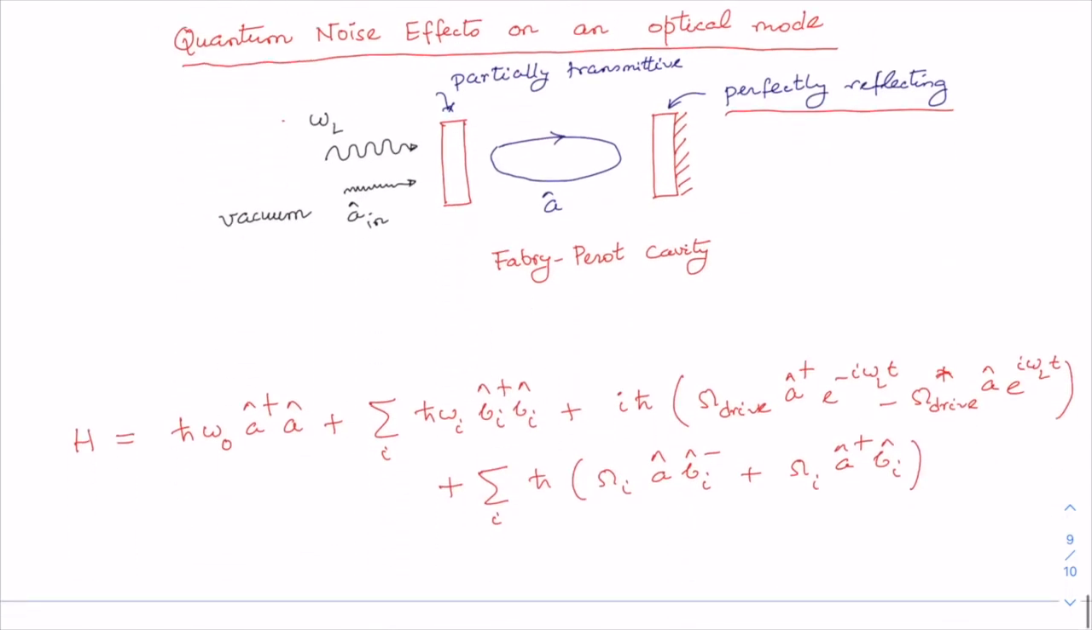Finally, we started discussing the quantum noise effect on an optical mode in the context of a Fabry-Perot cavity, because the Fabry-Perot cavity is at the backbone of any cavity optomechanical system. Here we considered one of the mirrors in the Fabry-Perot cavity to be perfectly reflecting and the other mirror to be partially transmitting, and vacuum fluctuation enters into the cavity from one side, and if it is a cavity optomechanical system, then it is usually driven by a single mode laser having frequency omega L.